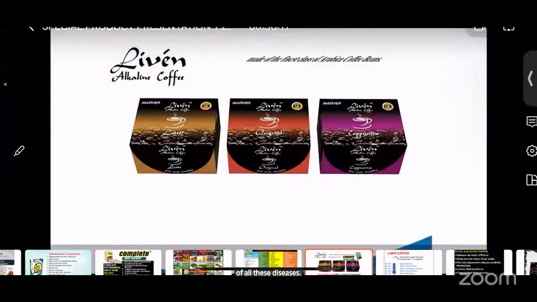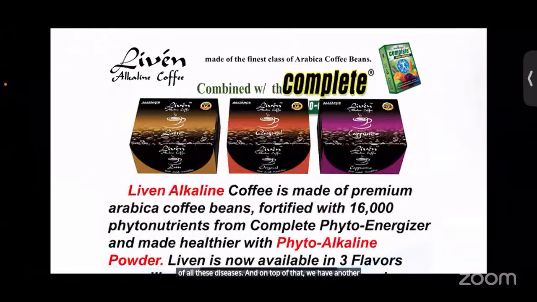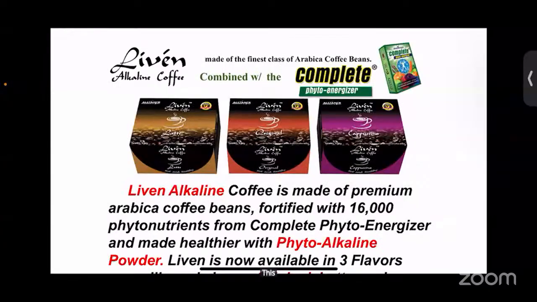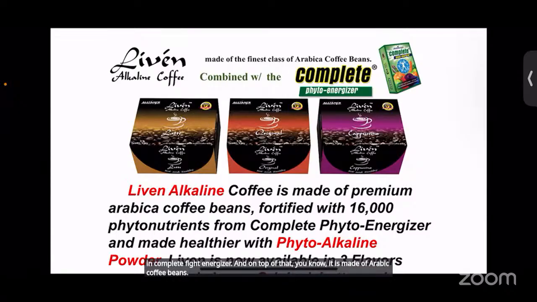And on top of that, we have another wonderful product. It is called Complete Fight, rather it is called Live Alkaline Coffee. Now, this Live Alkaline Coffee has within it all the ingredients in Complete Fight Energizer. And on top of that, it is made of Arabica coffee beans. Now, our coffee comes in different flavors. We have cappuccino. Personally, I like cappuccino. We have original. We have latte.